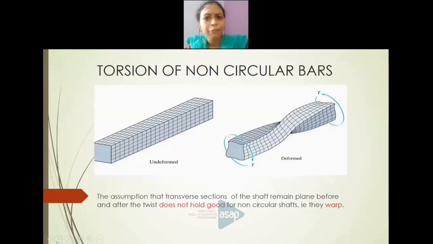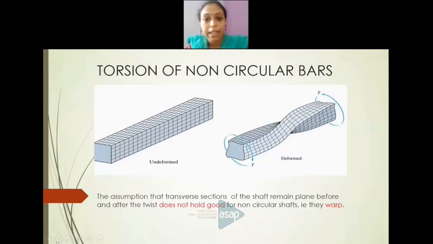Okay, now if the section is non-circular, what will happen? That means you can see some section over here, some rectangular section, or square section, sorry. So what if the section is non-circular? Is the equation shown before valid here? Obviously no. Why? Because in this square section, some of the assumptions mentioned above are not valid. So which are the assumptions which are not valid?